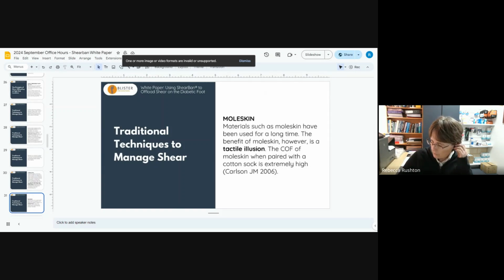And that's not to mention that lubricants will often negatively impact the adhesion of dressings. And also, we don't really want lubricants working their way through dressings into the wound. Materials such as moleskin have been used for a long time. The benefit of moleskin, however, is a tactile illusion. It looks nice and cushy, but it doesn't actually reduce the coefficient of friction. It's actually quite high when paired with a cotton sock.